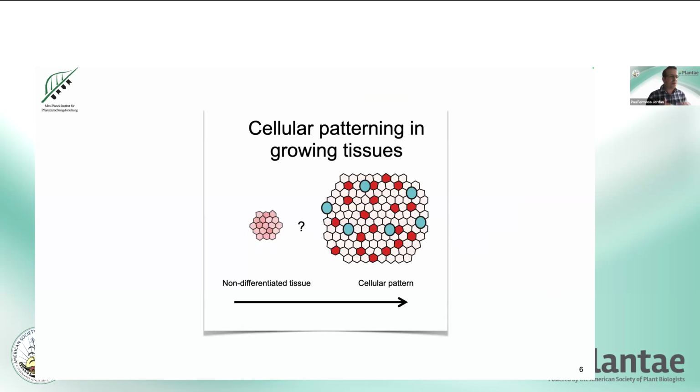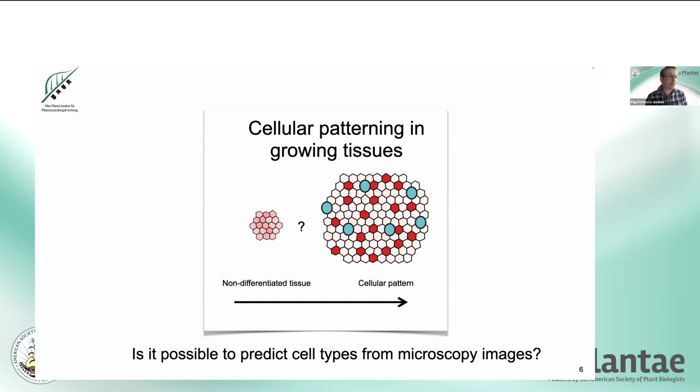So on the research question side, a big part of my group tries to understand how you form cellular patterns. So here you can see a bunch of cells that would be presumably undifferentiated. And then after growing and dividing, you get patterns of different cell types. So how do you achieve these cellular patterns? And obviously, AI can help us to characterize this process and define the different cell types during development in the different tissues of interest.